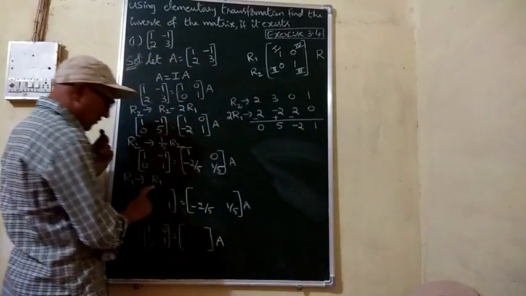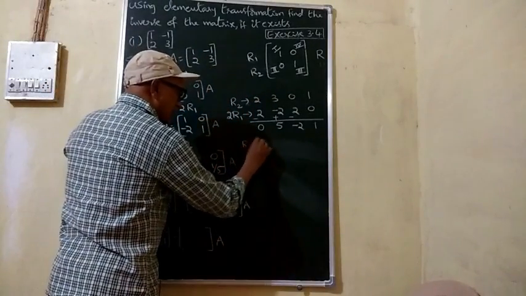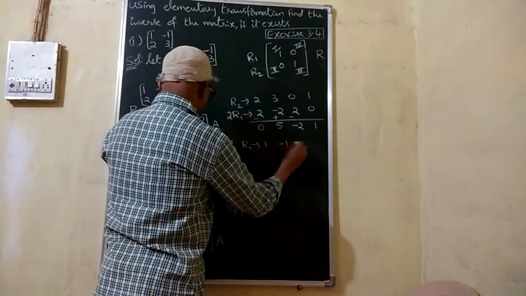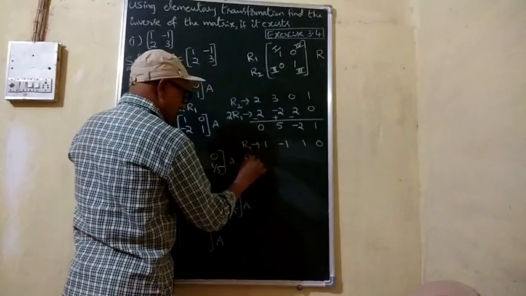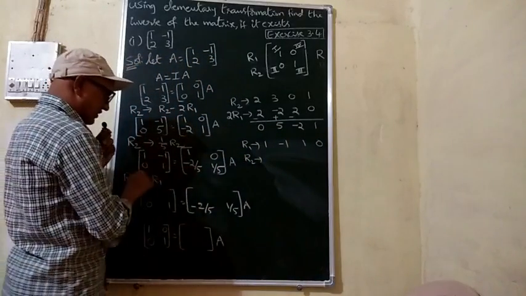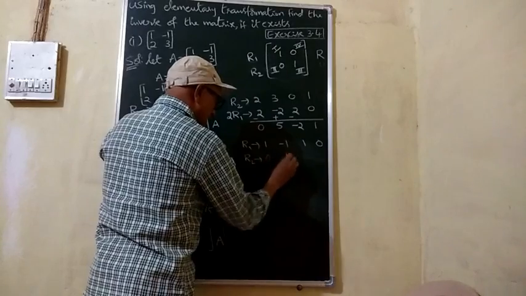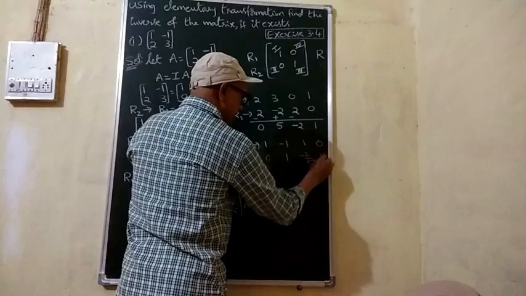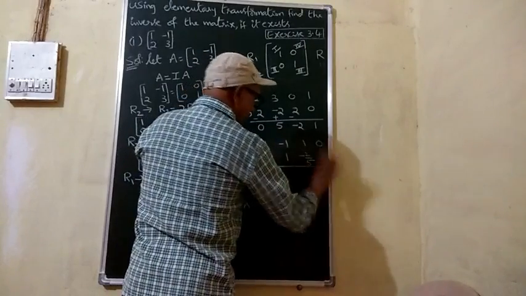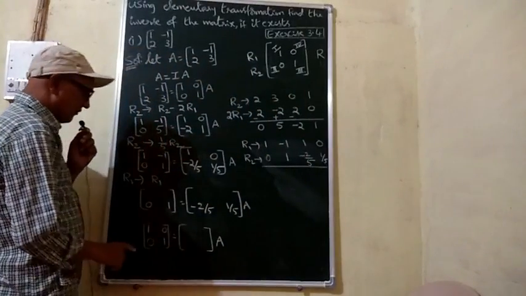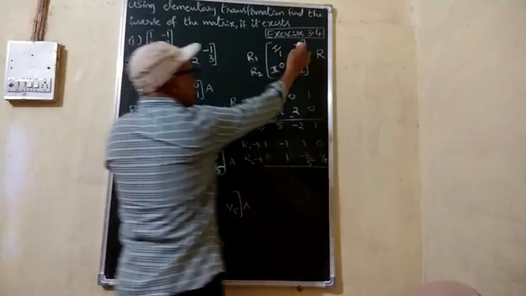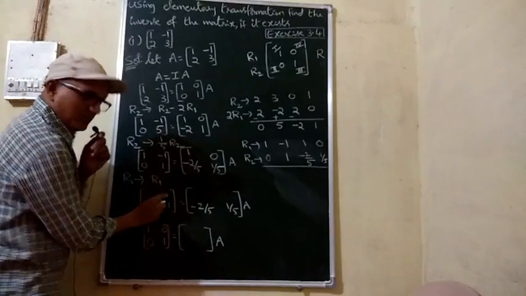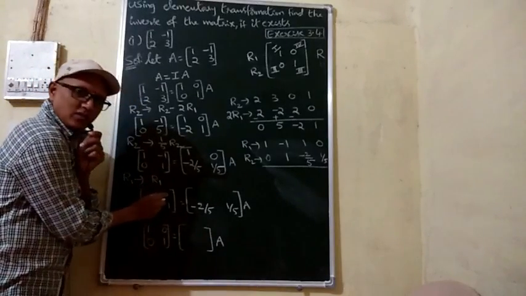Now let us see. What are the elements in R1? 1, minus 1, 1, 0. What are the elements in R2? R2, this one, 0, 1, minus 2 by 5, 1 by 5. Right? What do we have to do? What should we get? Roman letter 4, 0 we should get. Means this place we should get 0.